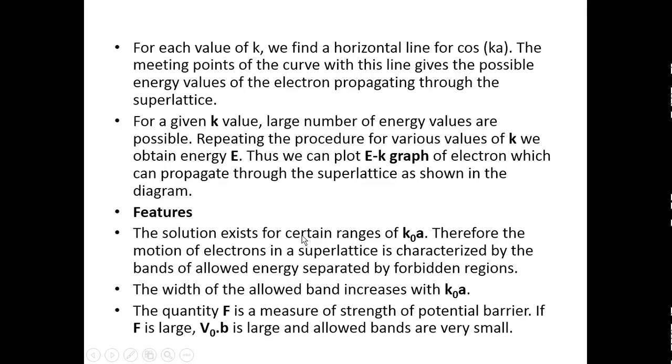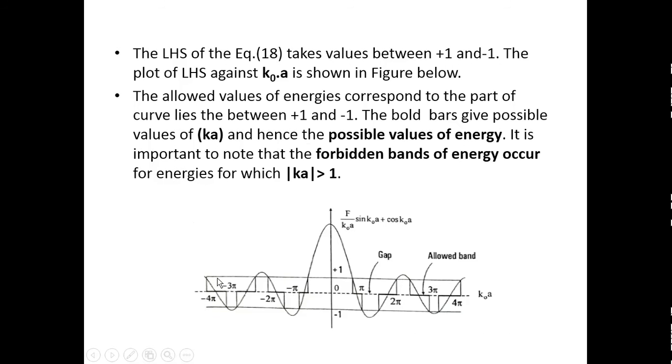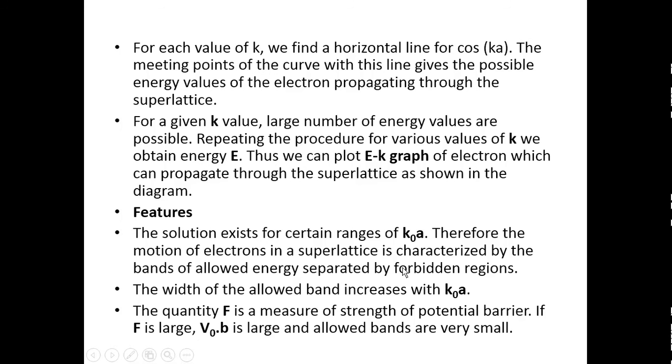Features: the solution exists for a certain range of cases. Therefore, the motion of the electrons in a superlattice is characterized by bands of allowed energy separated by forbidden regions. The width of the allowed band increases with K0. That is what we have seen here. The quantity F is a measure of the strength of the potential barrier. If F is large, V0 b is large, and the allowed bands are very small.